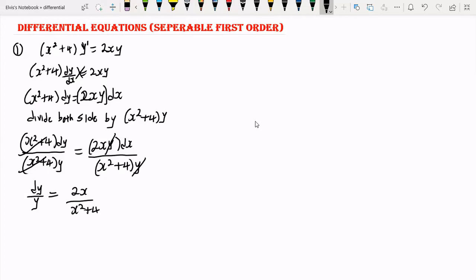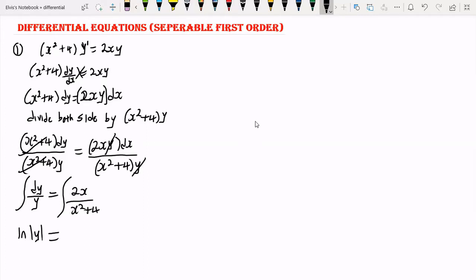The next step is to integrate both sides. So we take the integral on the left side and also the integral on the right side. What is the integral of 1 over y? The integral of 1 over y dy is ln of the absolute value of y.